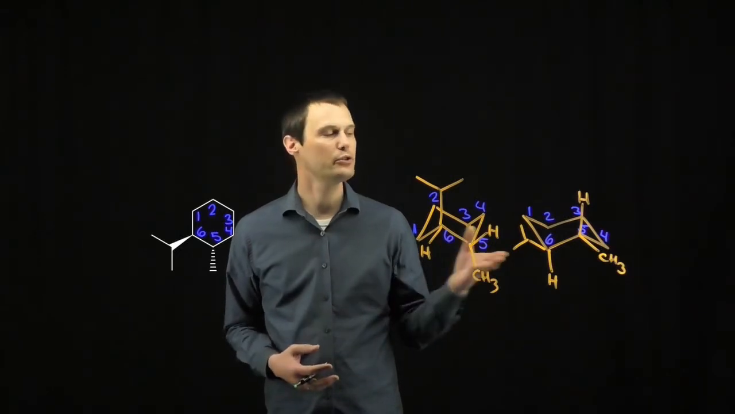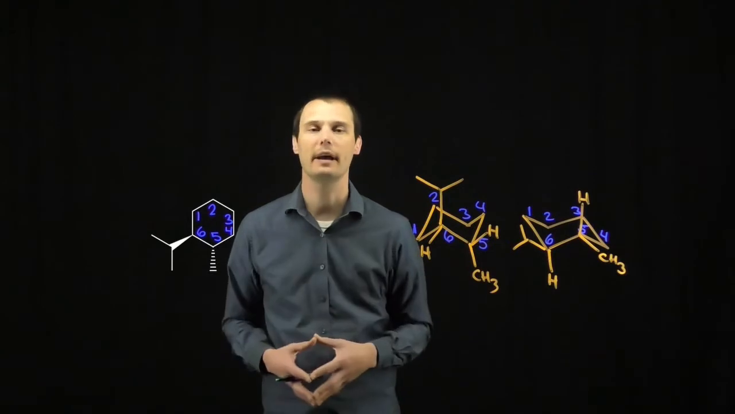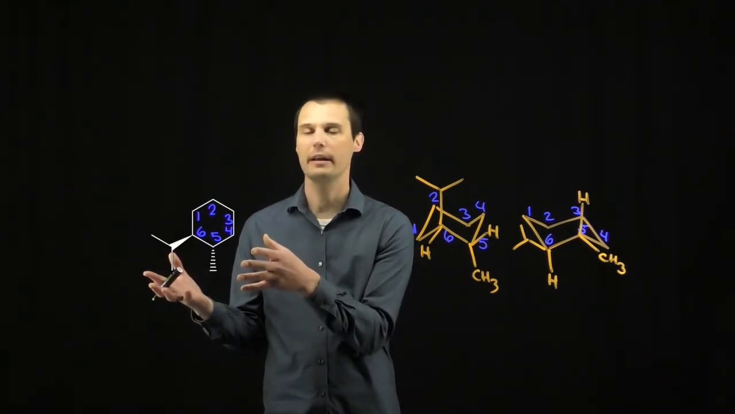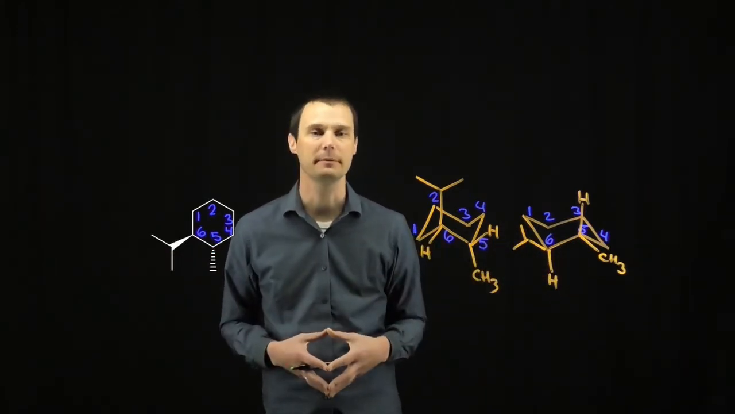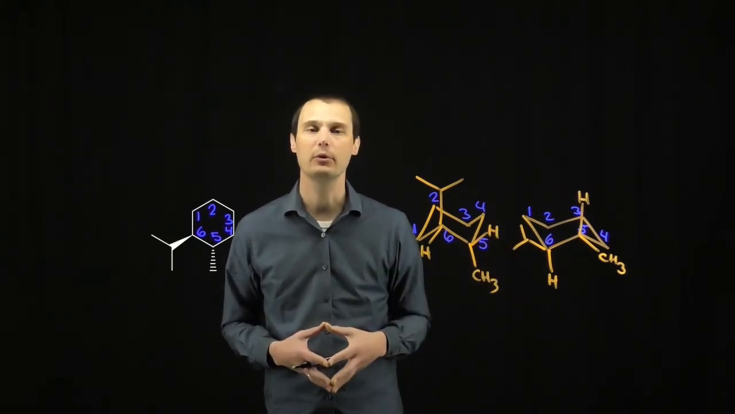This assessment asks us to rank chair structures based on which one is more stable, given a particular line angle drawing of a cyclohexane ring. I've already taken this given line angle structure and converted it into its two chair structures. That's not the point of this particular assessment. Having drawn these two chair structures, what we want to do is decide which one is more stable between these two.